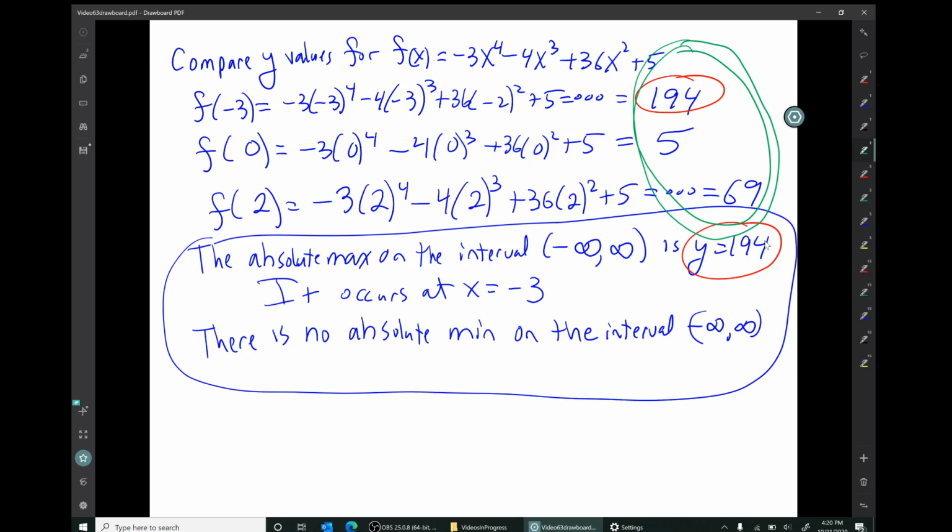Well, it would be tempting to look at this list of numbers here and say, oh, look, that 5 is the least one on that list. That's going to be the absolute min. But realize, again, we already knew that there was not going to be an absolute min. So that's why it's important in these problems to start by figuring out what you expect to find. We expected to find an absolute max, and we knew there was not going to be an absolute min. So even though this number 5 is the smallest number on this list, it's not the absolute min for our function. There is no absolute min for our function on this interval.